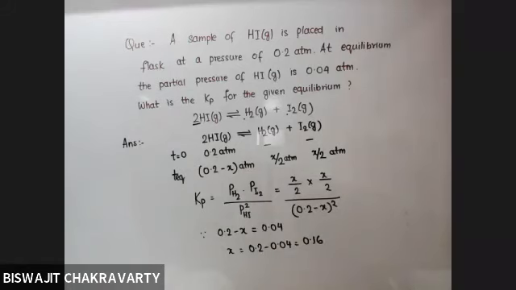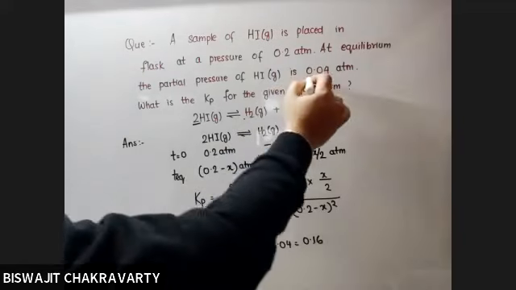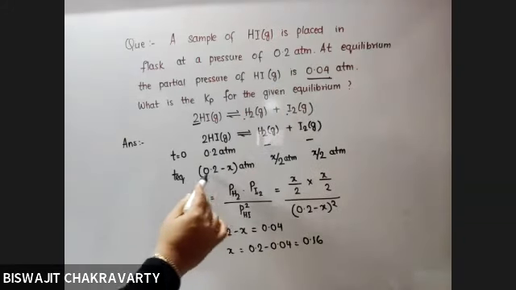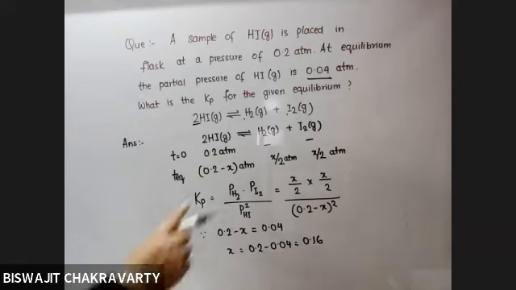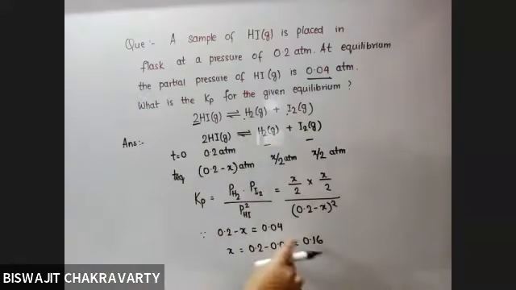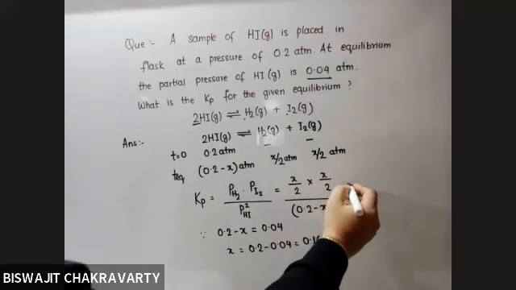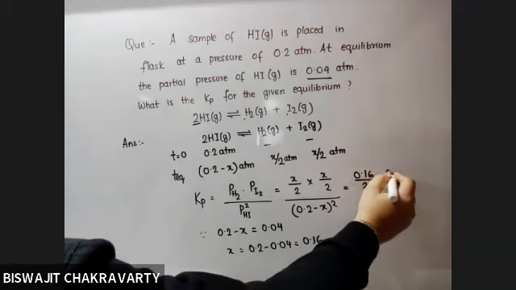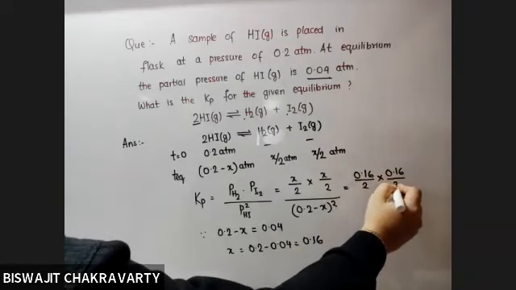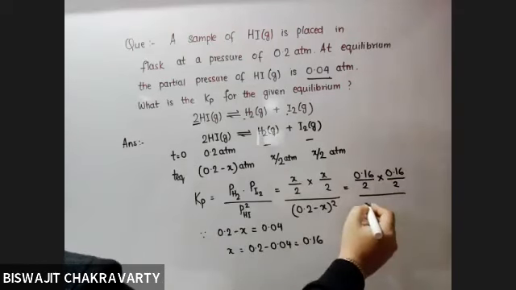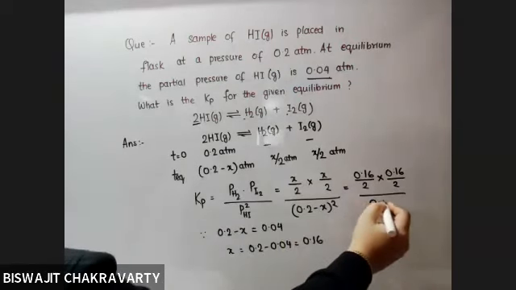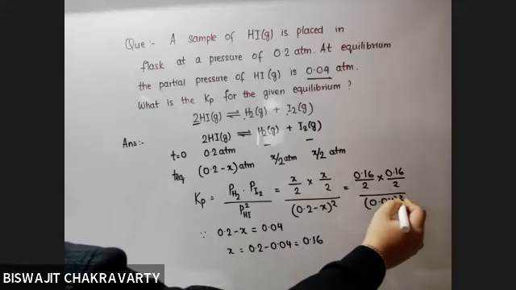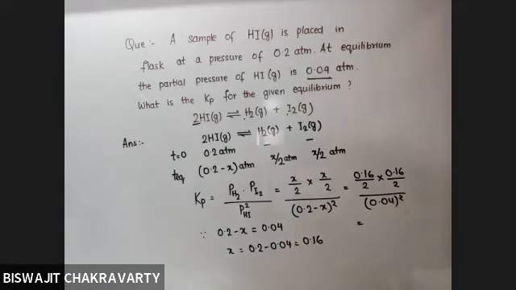According to the question, the equilibrium partial pressure of HI is 0.04. And in the expression, it is 0.2 minus x. So 0.2 minus x is equal to 0.04. So you will get the value of x. After you get the value of x, you put it here: 0.16/2 into 0.16/2 divided by 0.04 whole square. Solve it and tell me what answer is coming up.